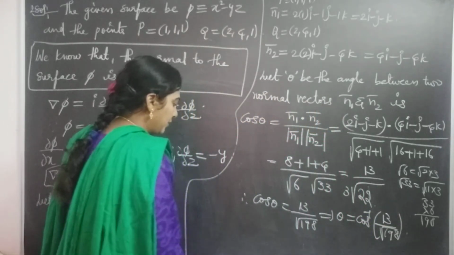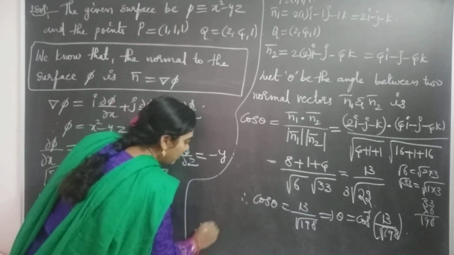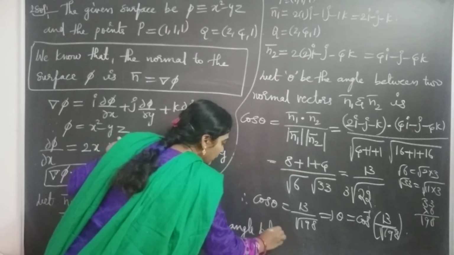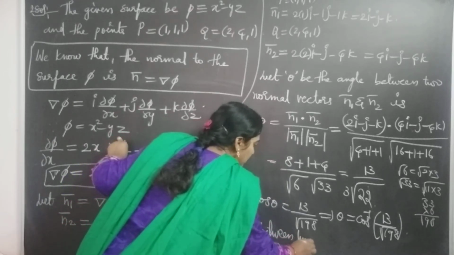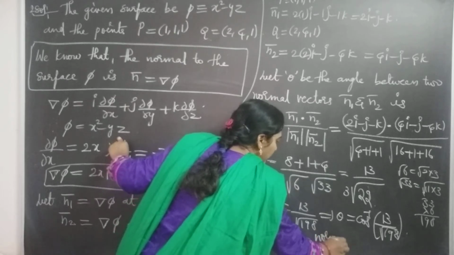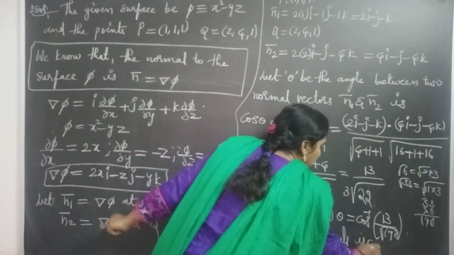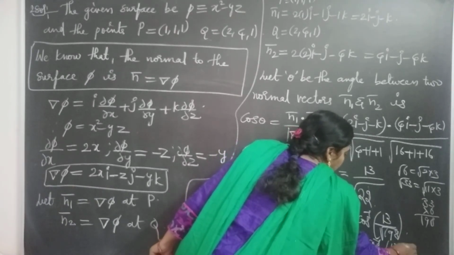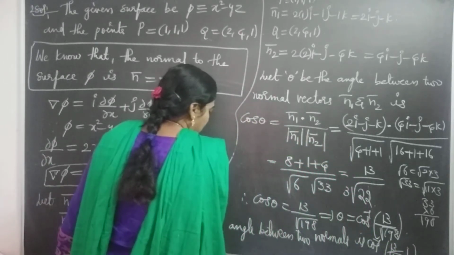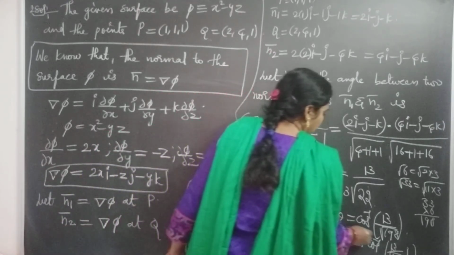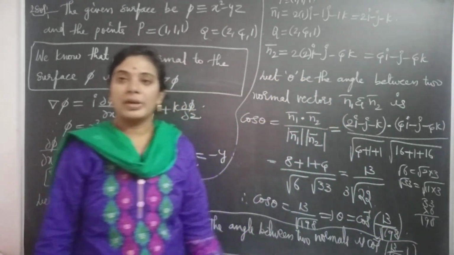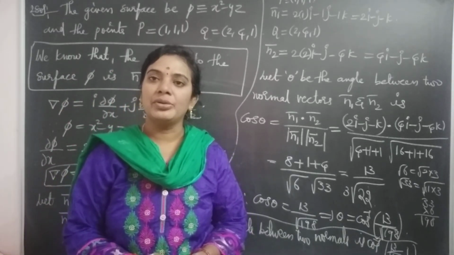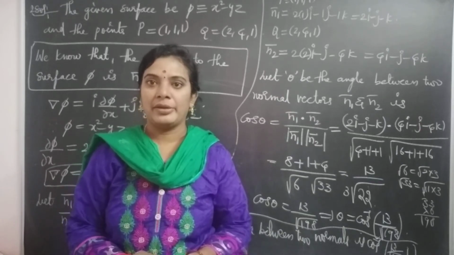Therefore, the angle between the two normals is cos inverse of 13 by root 198. It is the solution of the given problem. Okay. This is the procedure for how we can find the angle between the two normals. Okay. Thank you.